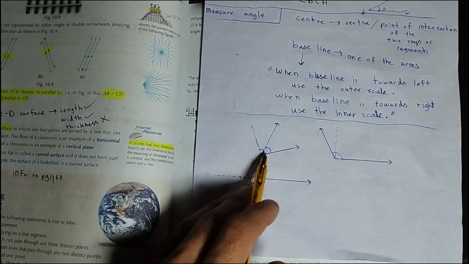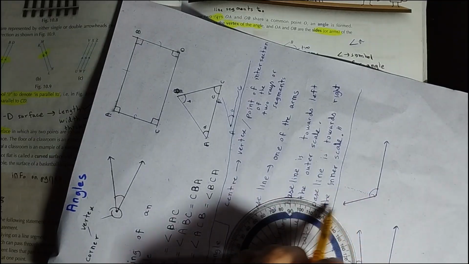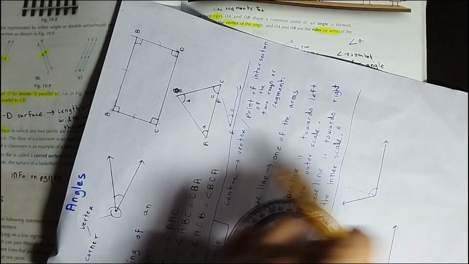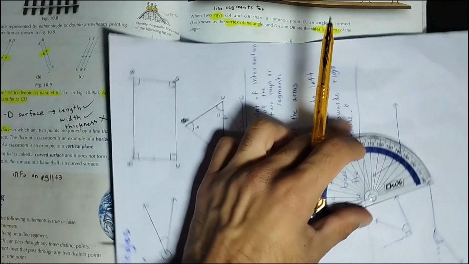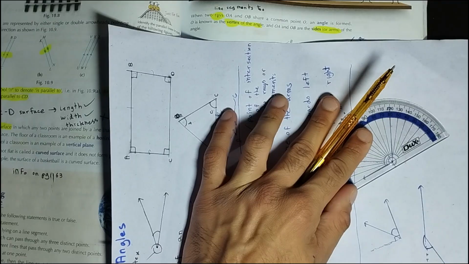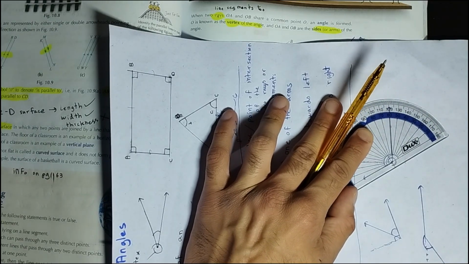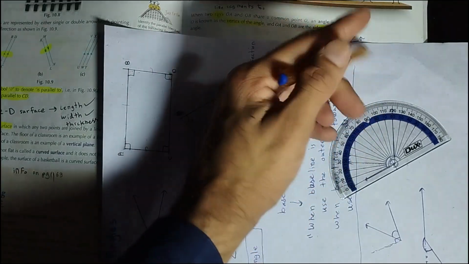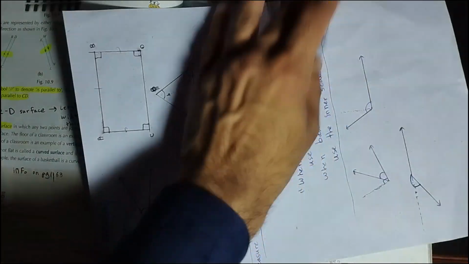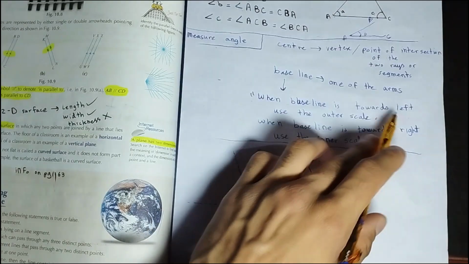In this case, for example, I turn the page. Now this baseline is going towards the left. It's going in this direction, which is left. Then if I was to measure it using this arm, I will use, okay, see, it's 120. It's 120 here. I will use the outer scale if the baseline is going towards the left.